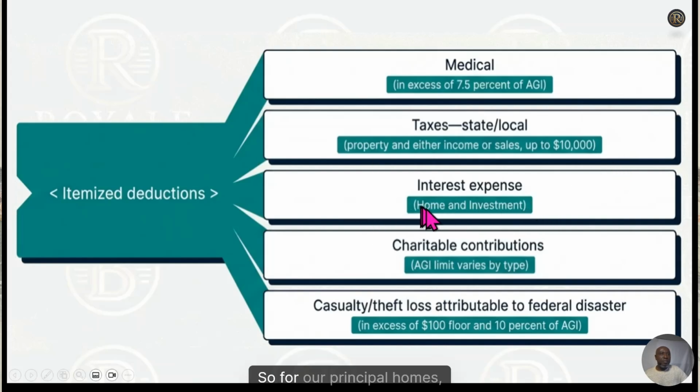Interest expense. So for our principal home and the secondary home, the mortgage payments, the interest portion of it, and also investment interest. So you would be able to include those here as part of your itemized deduction. Charitable contributions as well. Again, AGI limits apply depending on the type of property that we are donating. We'll work an example in just a moment.